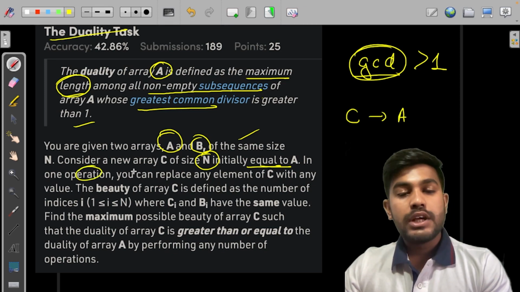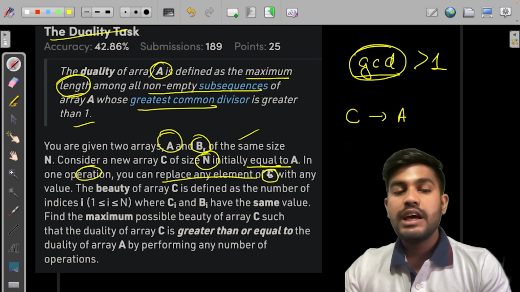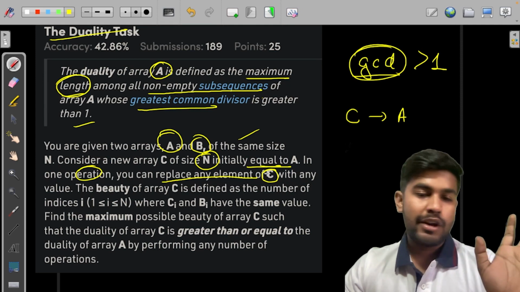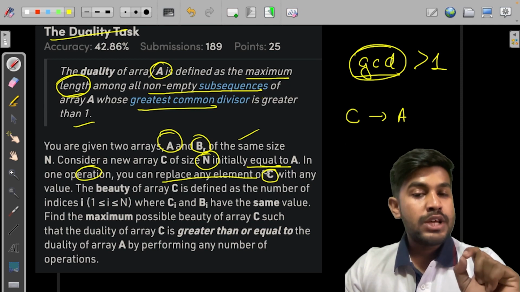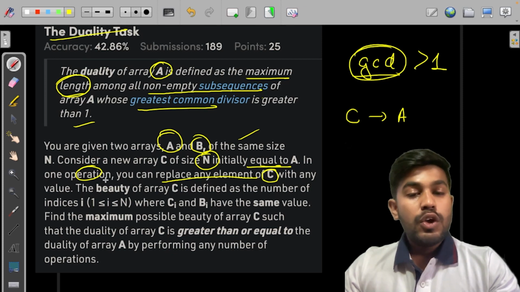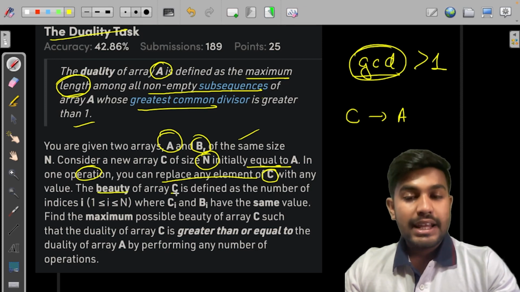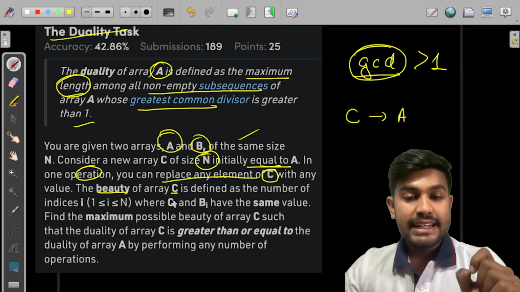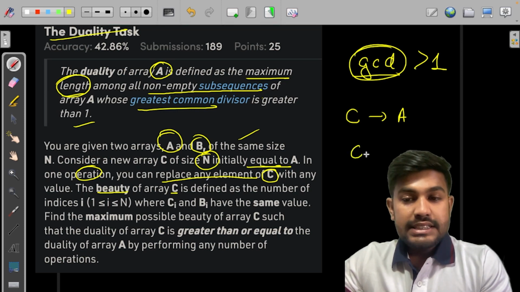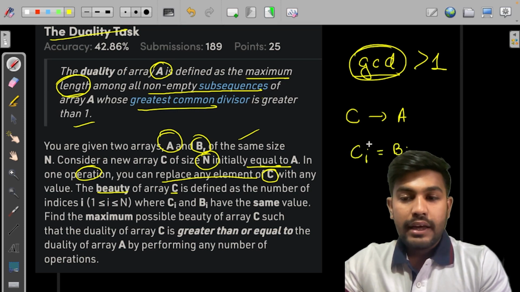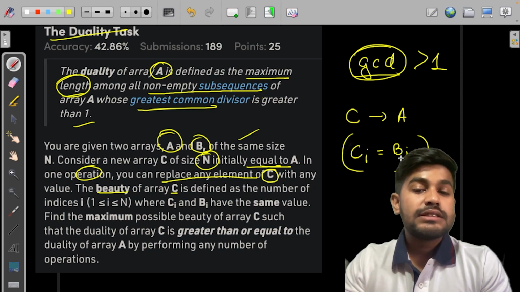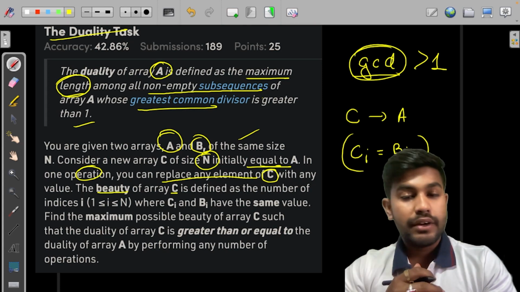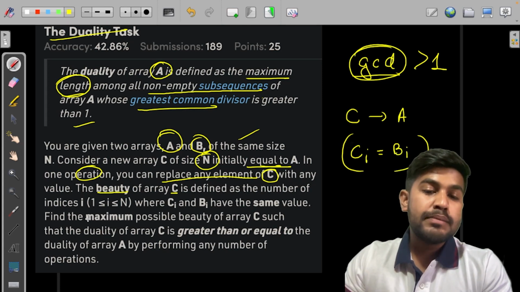And in one operation, you can replace any element of C with any value you want. You can do any number of operations, and the number of operations won't count toward your answer. You would only count the beauty of the array C, where the beauty of the array C is defined as the number of indices where Ci is equal to Bi. Now we need to find the maximum possible beauty.